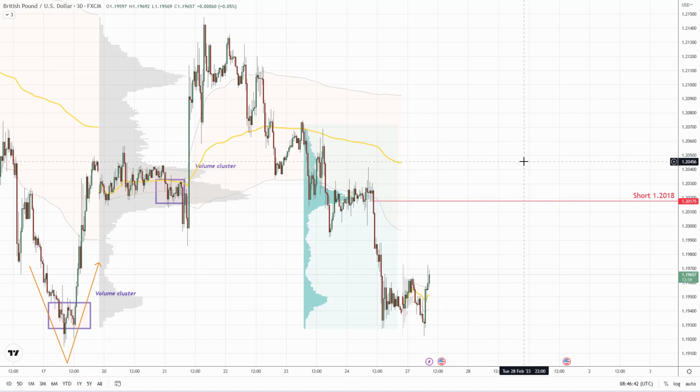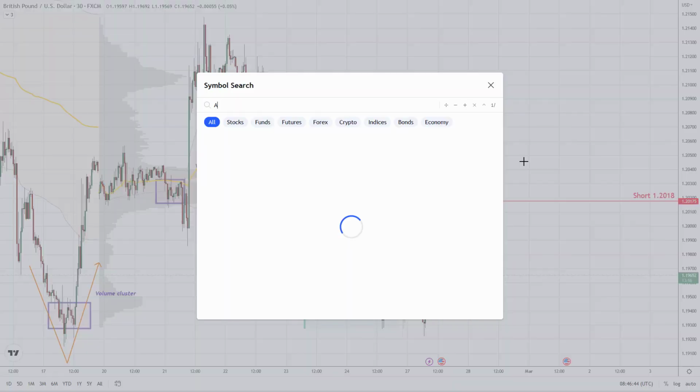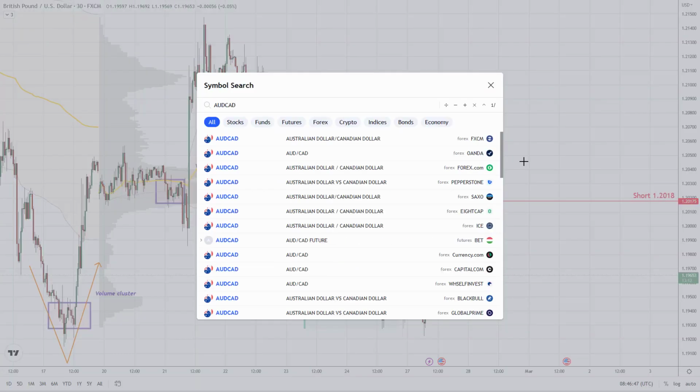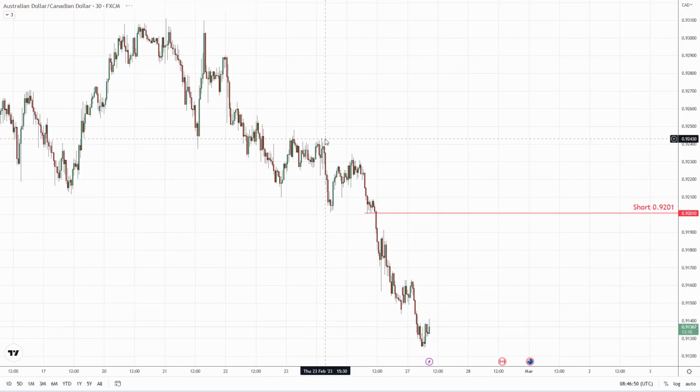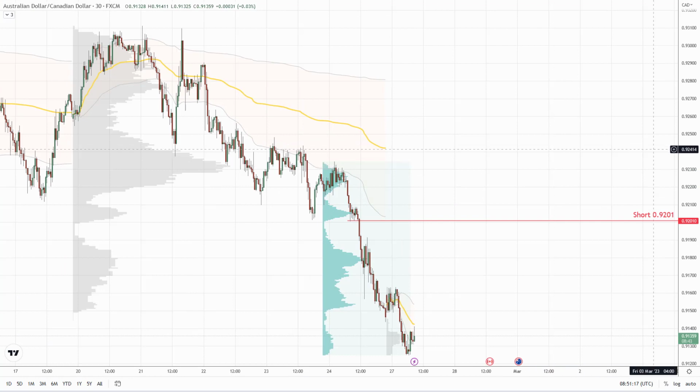So anyways, let me go to the next trading idea, which will be the Australian dollar, Canadian dollar. All right, so now you see the Australian dollar, Canadian dollar, 30-minute time frame. And what we have in here is a trend setup. Trend setup is a volume profile setup, which I like to trade when there is a trend, like in here.